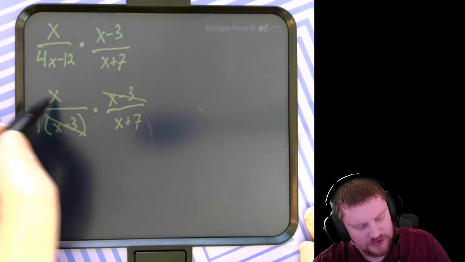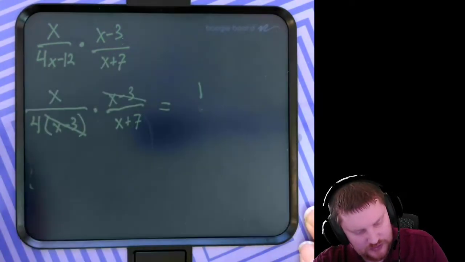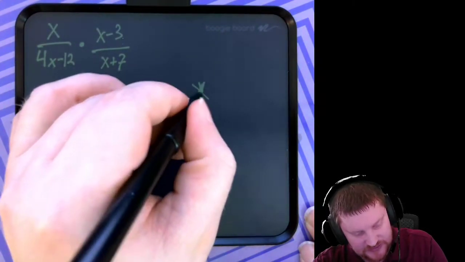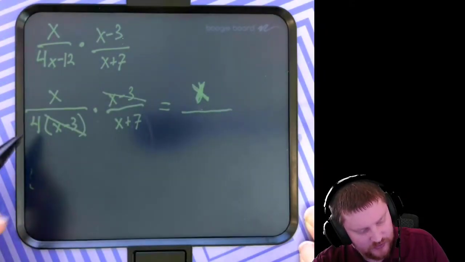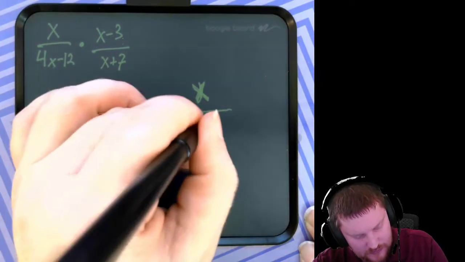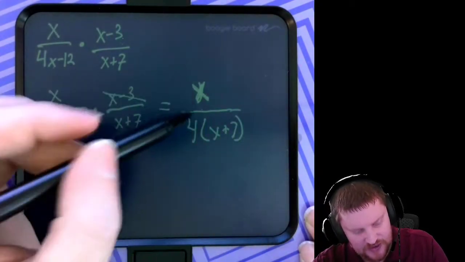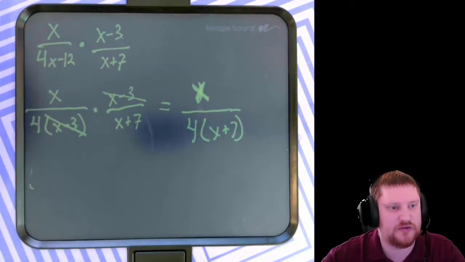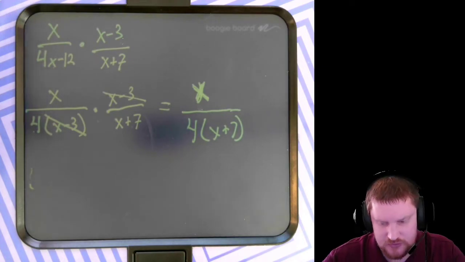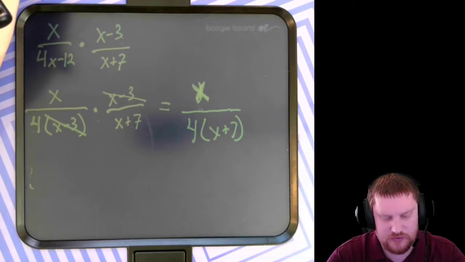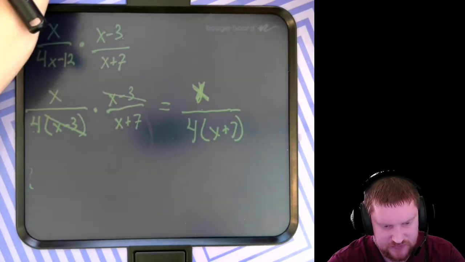And then when we multiply straight across, it's just going to be x times 1, which is x, over 4 times x plus 7. So we have x over 4 times x plus 7. Okay, got that typed in.